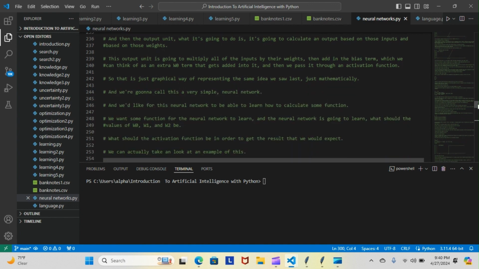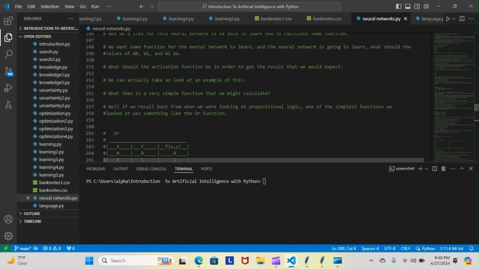So that is just graphically representing the same idea we just saw mathematically. And we're going to call this a very simple neural network. We'd like for this neural network to be able to learn how to calculate some function. We want some function for the neural network to learn, and the neural network is going to learn what the values of weight 0, weight 1, and weight 2 should be. What should the activation function be in order to get the result that we would expect? We can actually take a look at an example of this.